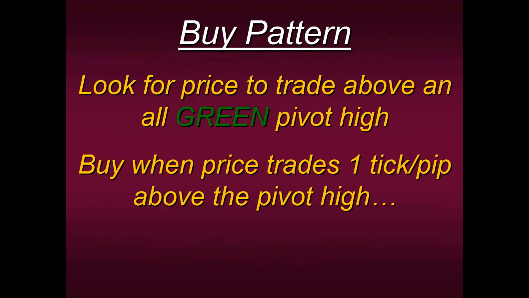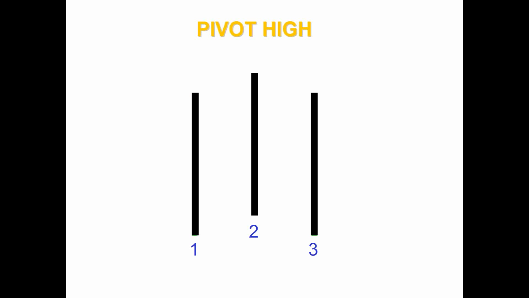But look for price to trade above an all green pivot high. That's when the PET-D colors all 3 of the bars in a pivot high green. And you're going to want to buy when price trades 1 tick or 1 pip above that pivot high. So here, if you're not familiar with what a pivot high is, it's a 3-bar pattern, okay? And usually you have bar number 1 making a high, bar number 2 makes a higher high, and bar number 3 makes a lower high.